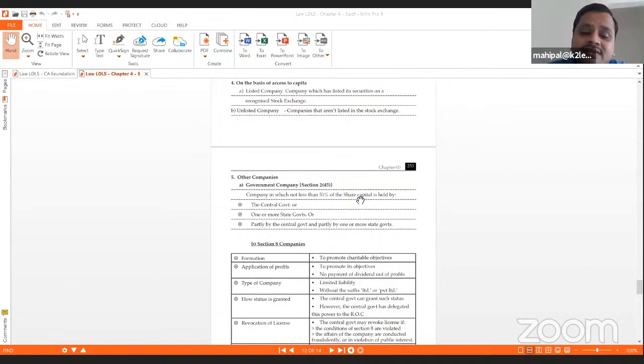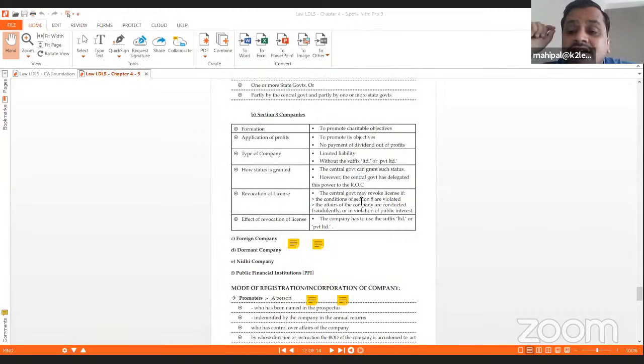Next, Section 8 companies. Section 8 companies are those companies which are formed for a charitable objective. The purpose is to promote commerce, art, and so on. They will not have any suffix like Limited or Private Limited. They have to use a word such as association and other things. The license to operate for charitable purposes is granted by the central government. The central government has the authority to revoke the license if such Section 8 companies violate the purpose for which it was made. This company does not have to use the suffix.